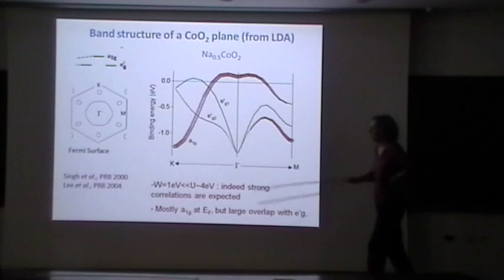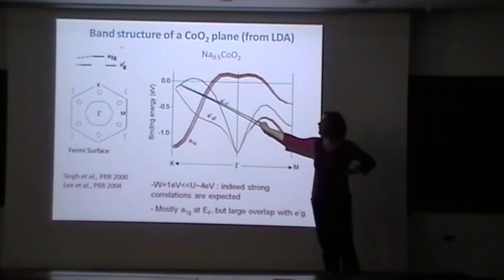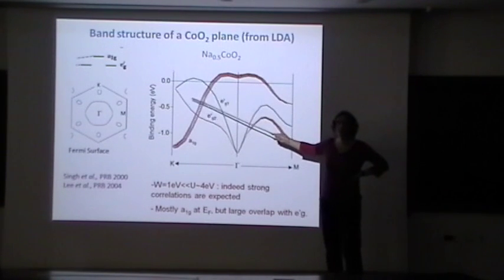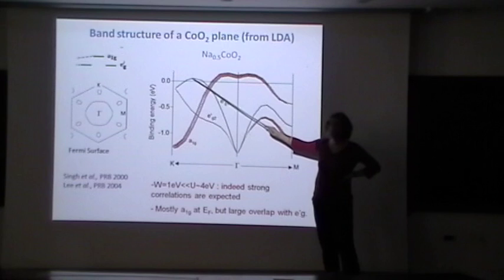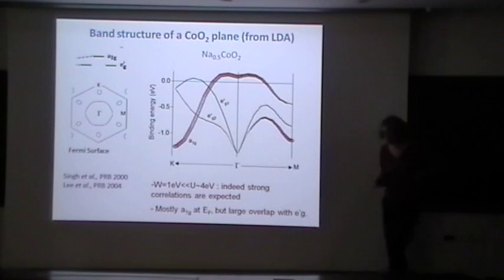So, of course, there are not many electrons in this pocket, but they give you quite a high density of states because this band here is very flat. And so, for many properties of this material, it's quite important to know if these e'g pockets are there at the Fermi level or not.